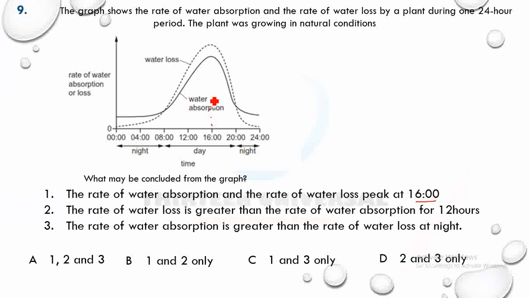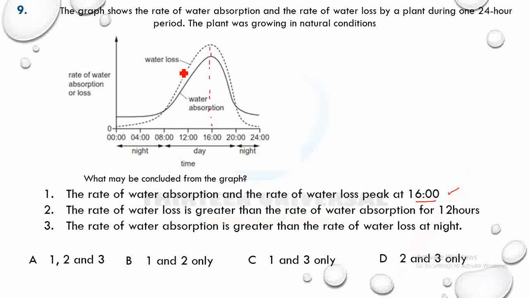Okay, if we trace it, you can see it actually peaks. Both of them peak. Both the thick line and the dotted line, absorption and loss, peak there, the highest is here. So this is correct. We'll take it. Next: the rate of water loss is greater than the rate of water absorption for 12 hours.